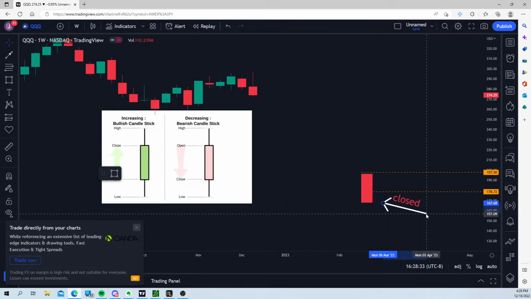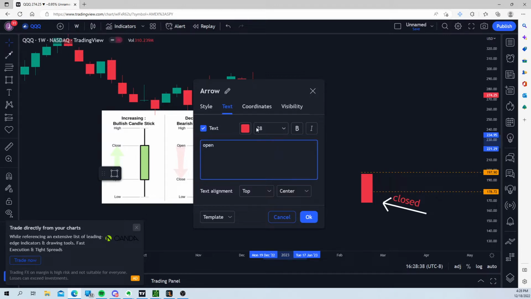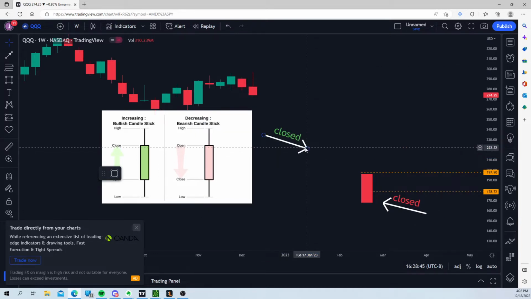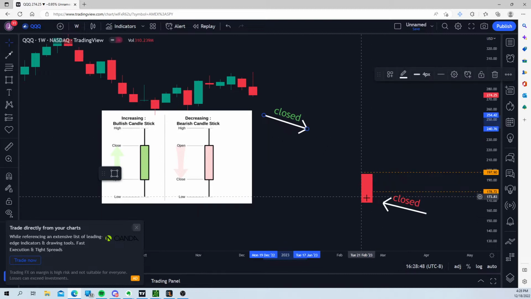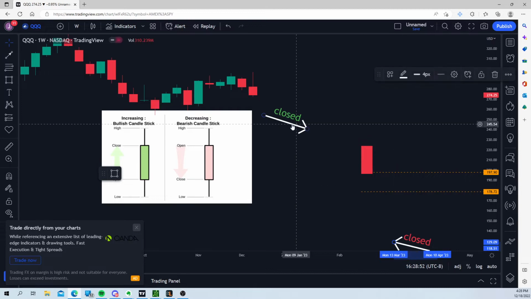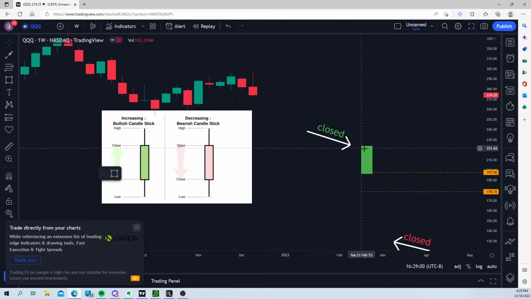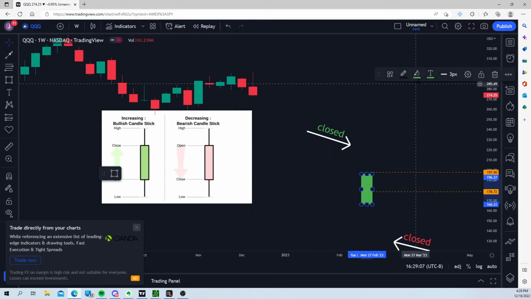Super simple. Let me make another one that says open. Open, I'll put it green. Actually closed, my bad, sorry. A green candle closes on top and a red candle closes at the bottom. So this one is red, but it didn't close on top. Sorry about that, I'm getting confused. So this one closed at top and the other one closes at the bottom.